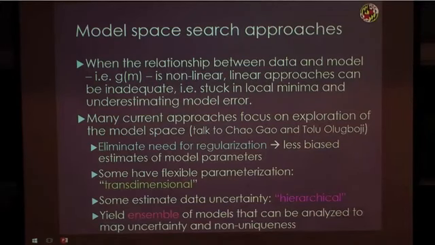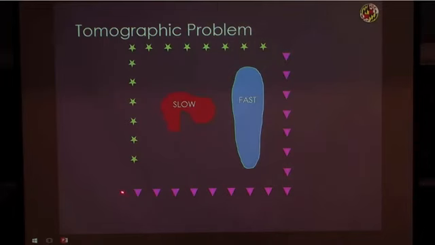So I'll conclude my talk by going through the tomographic problem just because it's something that's dear to me. Here we have pink triangles, which always represent seismic stations, and we have some green stars, and we have these two structures. We have this elongated fast structure, which is clearly a slab, and then here we have this slow structure, which is clearly some kind of recycled crust in the upper mantle, which is probably EM1 or EM2.